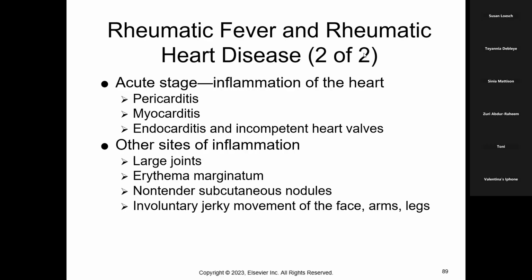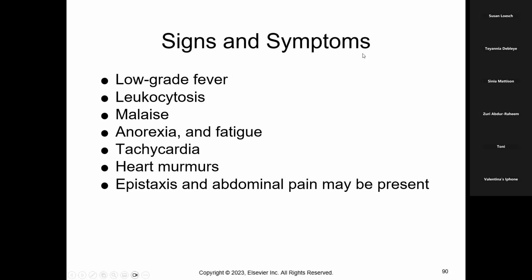So signs and symptoms of that rheumatic fever are going to be low-grade fever, increase in the white blood cell count, malaise, anorexia, tachycardia, heart murmurs, nosebleeds, abdominal pain.